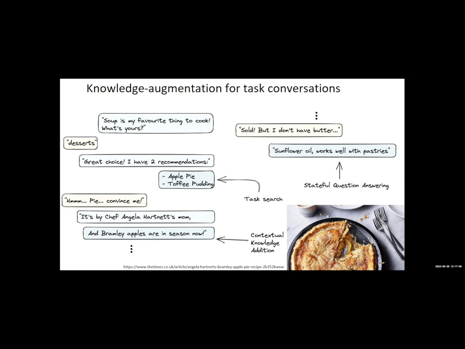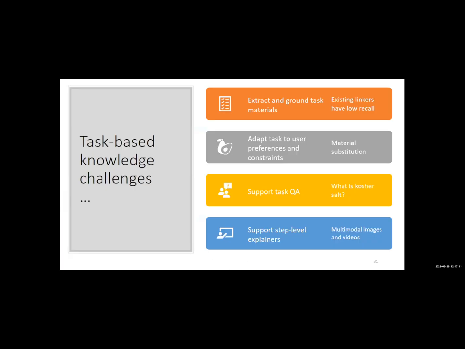It comes from search and external knowledge sources as well that we curate for this task. And there's a whole set of different task-based knowledge challenges that is another talk that I can give about these different elements. But they go through the same common threads that I've been talking about. The first is we have to extract and ground information. In this case, it's different. It's ingredients, it's materials, it's tools that you need to perform the task, not just grounding it to Wikidata.